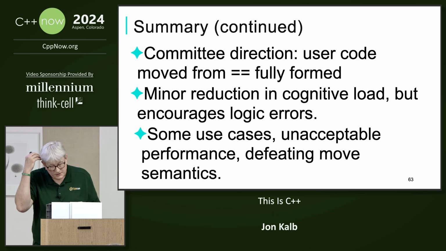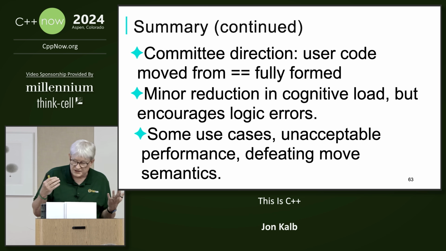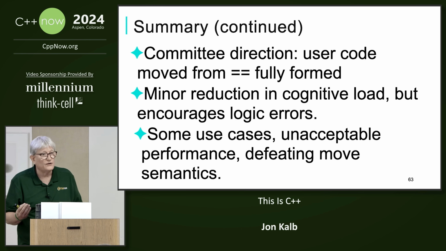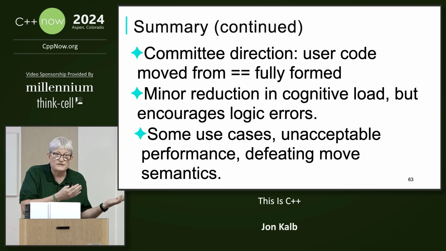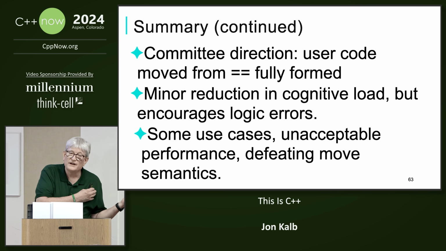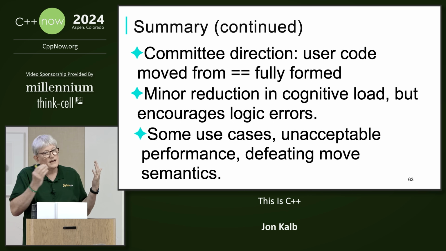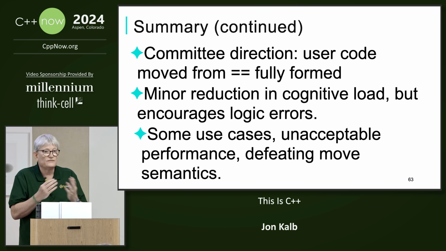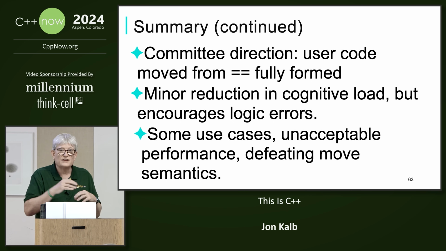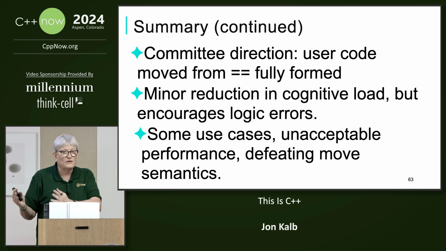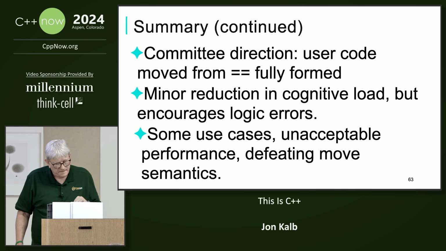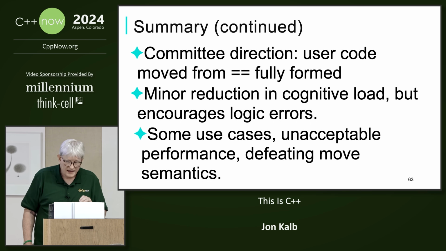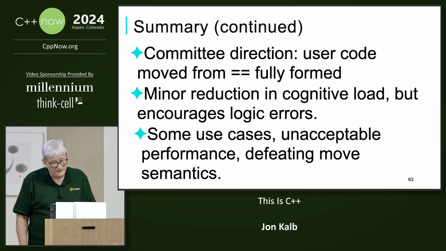The direction of the committee seems to be to mandate that moved-from objects be fully formed even in user code. And when I say it seems to be their direction, it's because they created this note. The note is merely explanatory, does not hold law, but this is clearly something in the standard, voted on by the entire committee. Notes are not just things that people add later. They are voted on as part of the wording.